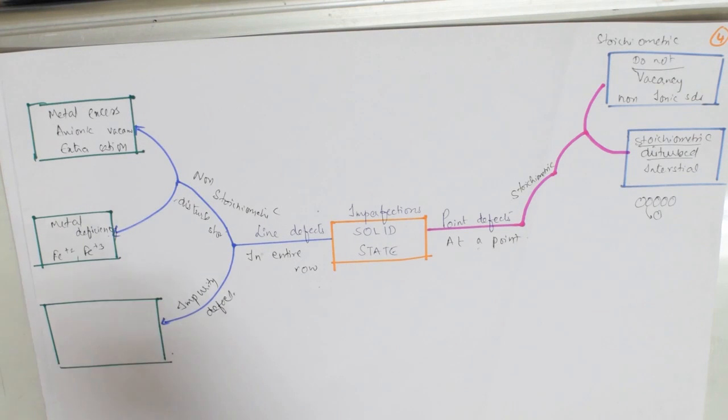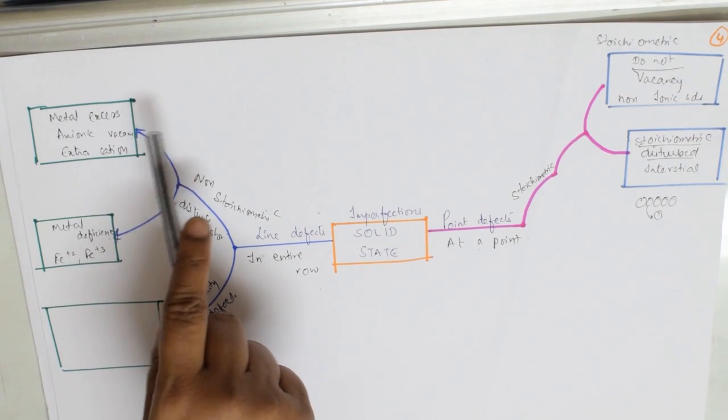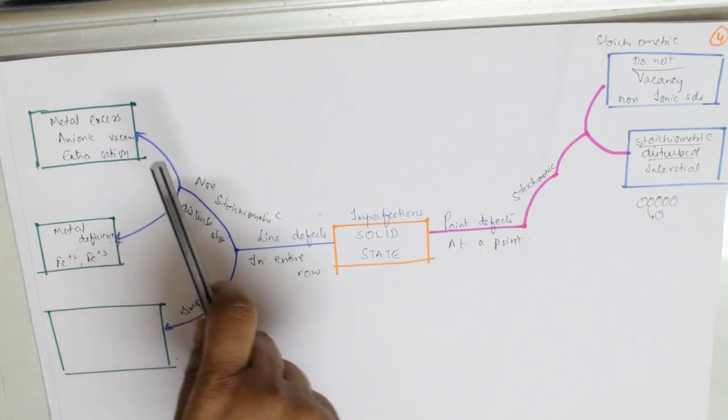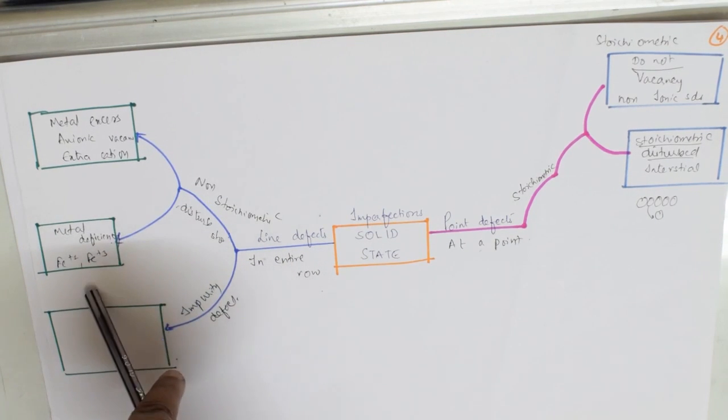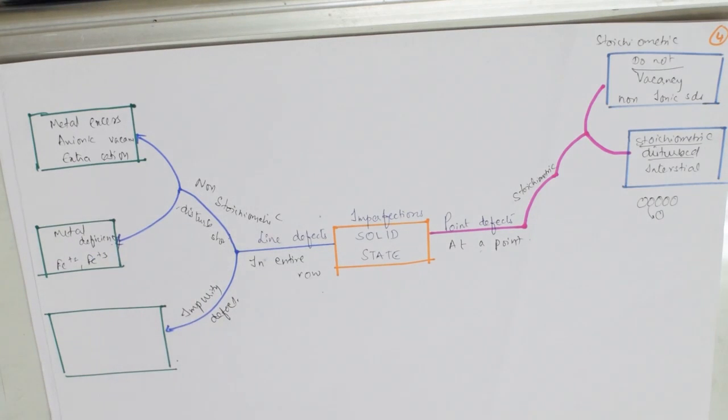Let me come back and repeat. Metal excess defect is due to anion vacancy which is created, as well as an extra cation comes and occupies its space. And in metal deficiency defect, as Fe+2 and +3, iron shows two oxidation states here, so it shows variable valency. Because of that also metal deficiency defect.